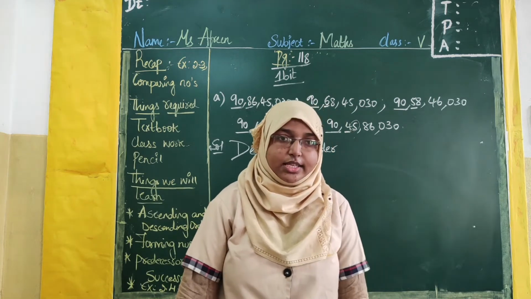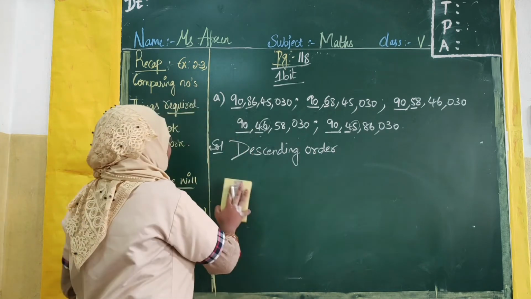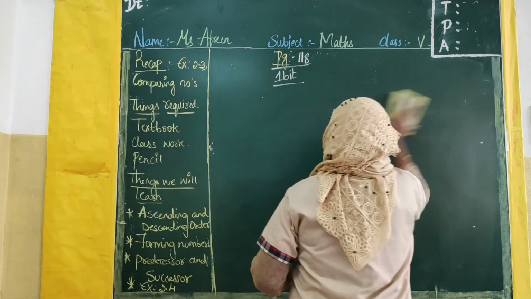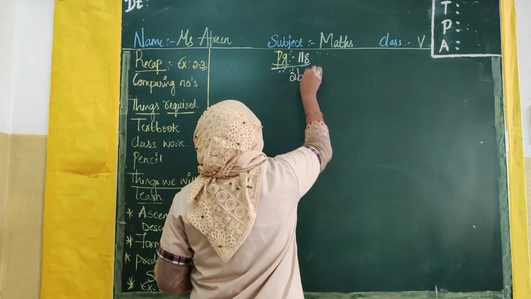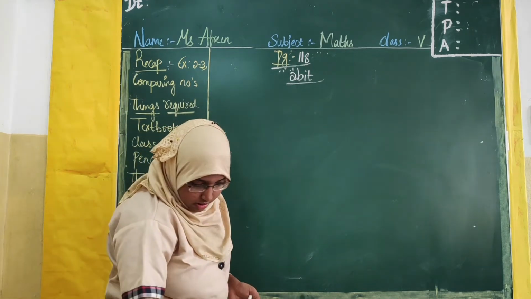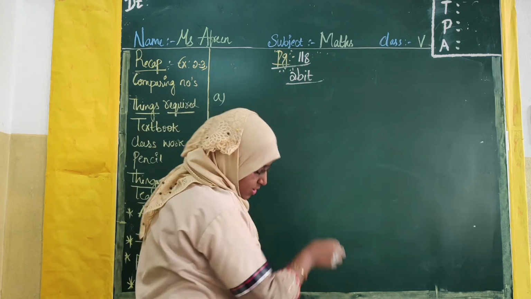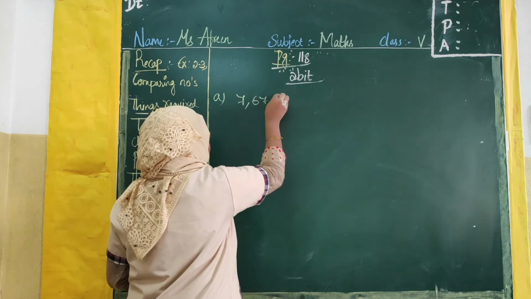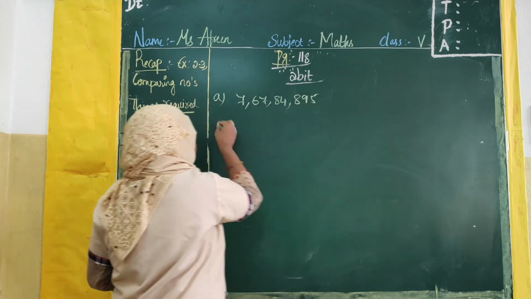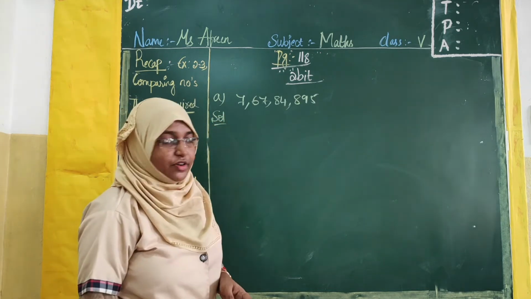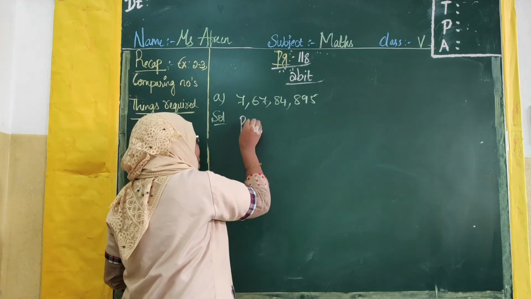Now let us move to our second bit. Write the successor and predecessor of each number. First one. Now we have to write the successor as well as the predecessor for the given number. For this number only we will write the successor and predecessor. Let us write the predecessor first.